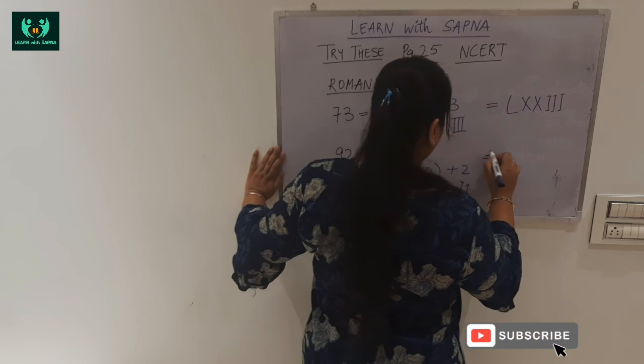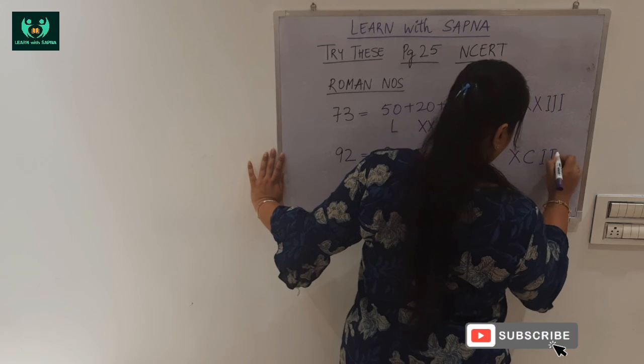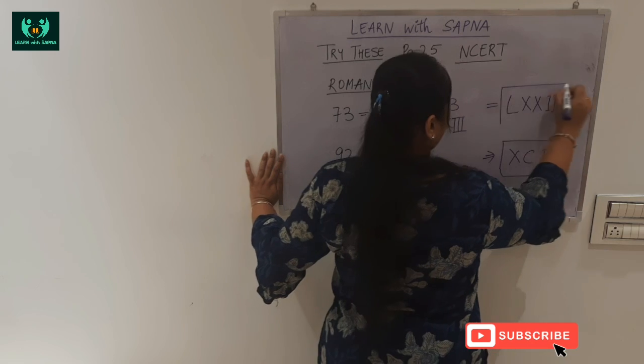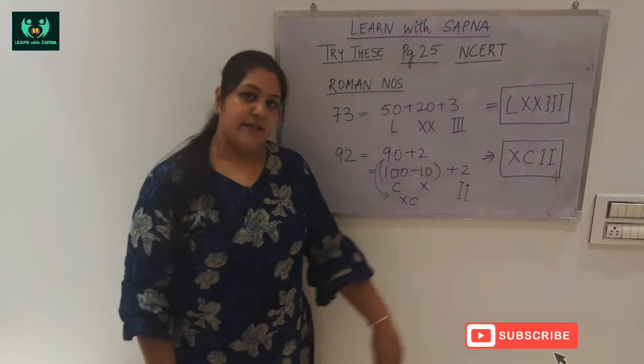So 92 becomes XC and 2 I's. This is for 73 and this is for 92.